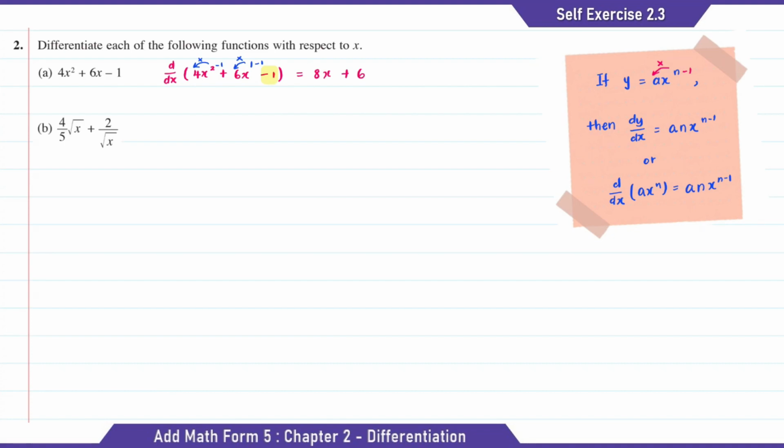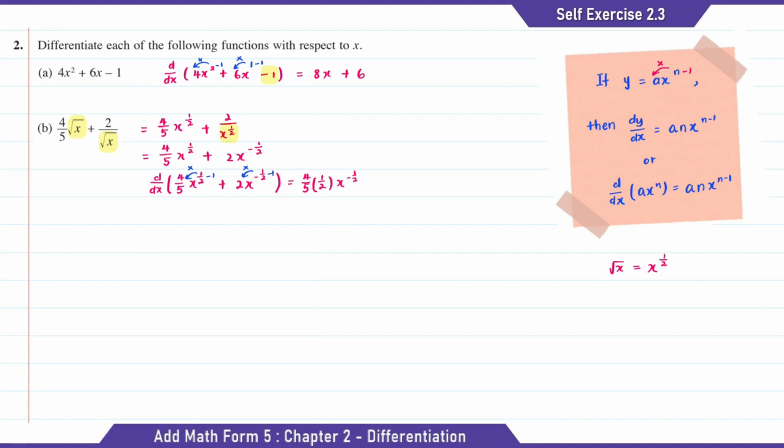Question B. Differentiating 4 over 5 square root of x plus 2 over square root of x. So first we can write this as 4 over 5 x to the power of 1 over 2 plus 2 over x to the power of 1 over 2. And for this 2 over x to the power of 1 over 2, we can write this as 2x to the power of negative 1 over 2. So here we're going to get 4 over 5 times 1 over 2 x to the power of negative 1 over 2 plus 2 times negative 1 over 2 x to the power of negative 3 over 2.